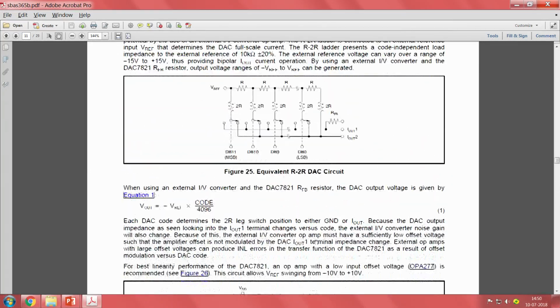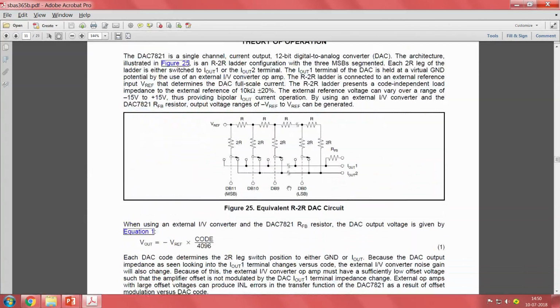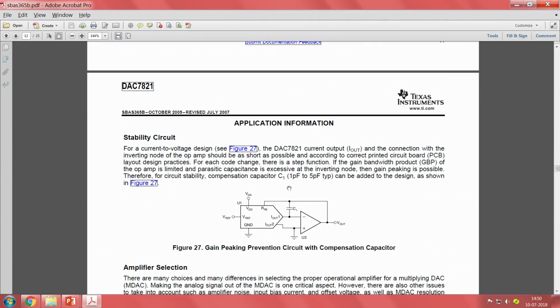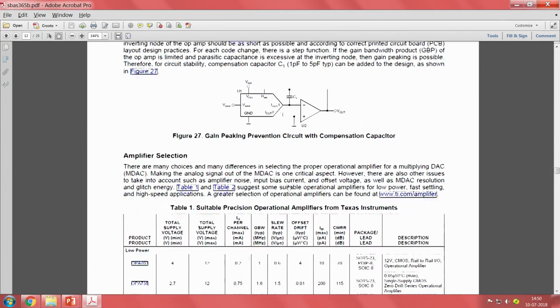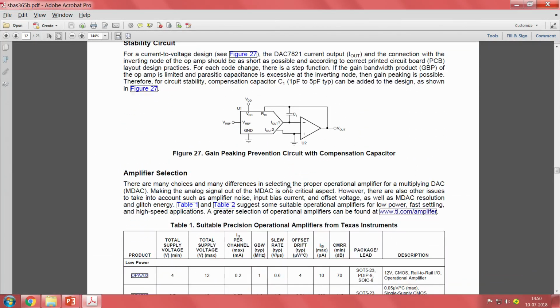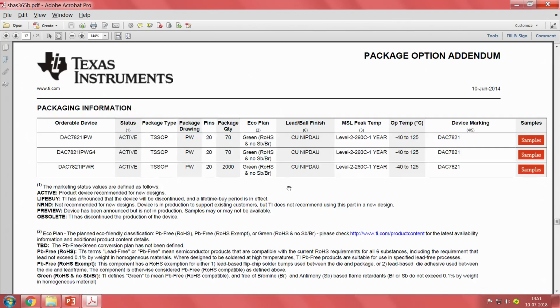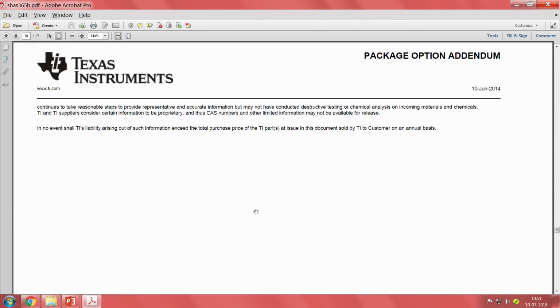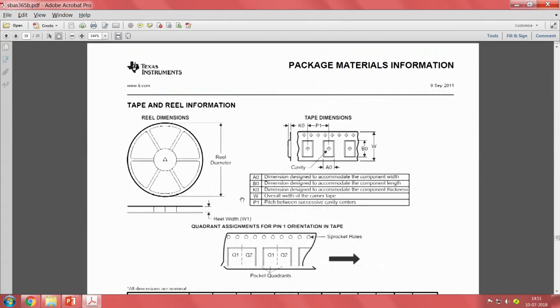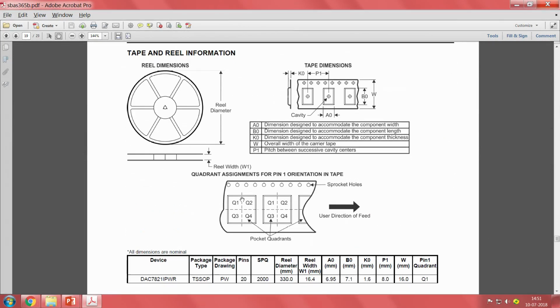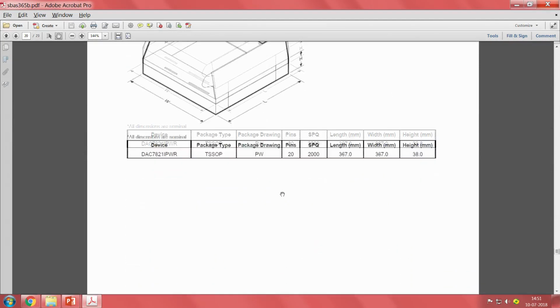Then you can look at the typical applications and theory of operation, which you would already be knowing, but the application information will be something new to you. You can see if they have already given some typical application that you can borrow for your design. And then finally, what is the part number you want, and the engineering drawing, where you have to see the dimensions if you want to make a footprint on the PCB.